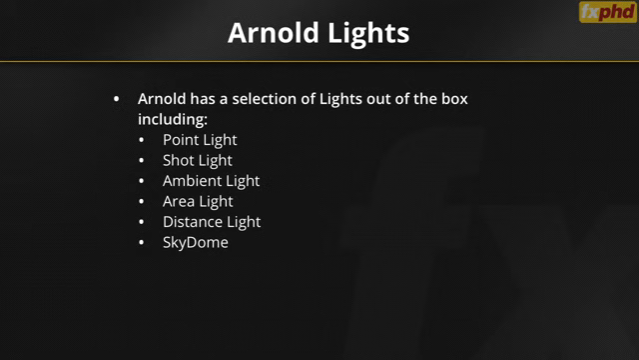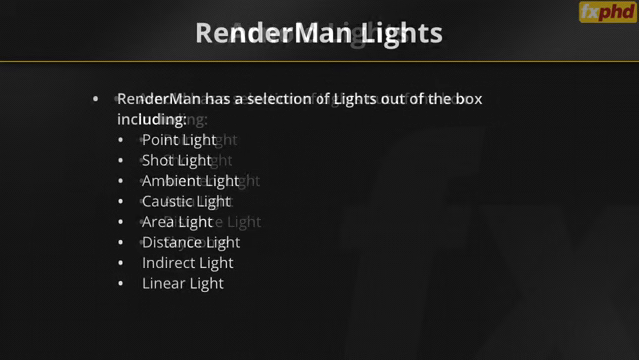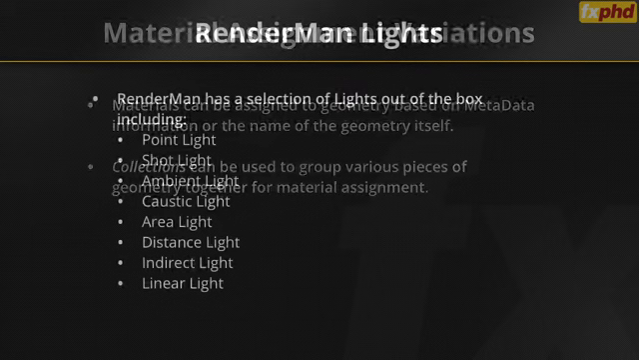Same as with lights, Arnold has a number of lights: points, spots, sky domes, distant lights, etc. Same as with RenderMan, it has all its normal ones that you would have been used to if you've been using that with Maya. So ambient, point, spot, indirect, etc.